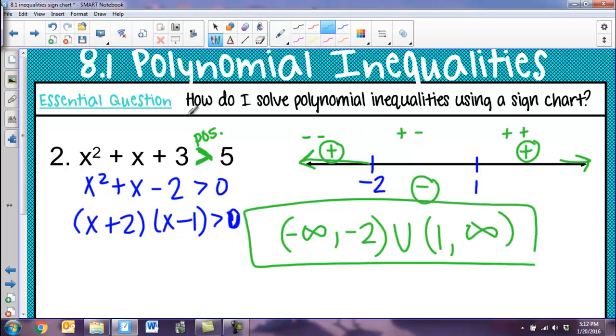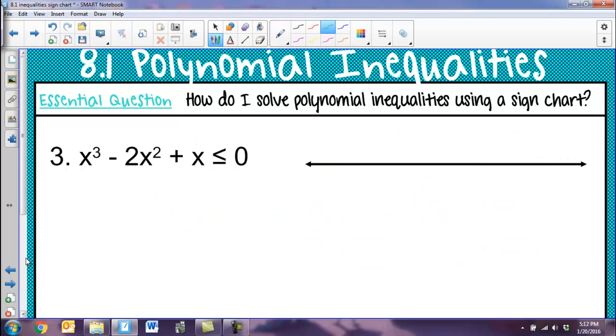Okay, the last one, and it's probably one of the most tricky ones you'll see, looks like this. We have x cubed minus 2x squared plus x is less than or equal to 0. Again, your first step is always going to be to try to factor these things. The first thing I notice is that there is a GCF in there. They each have an x. So I'm going to take out an x from every term, and then see if I can factor what's inside.